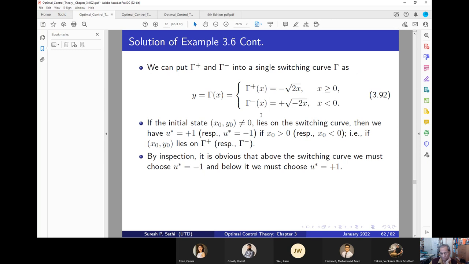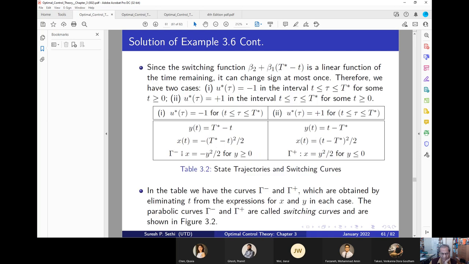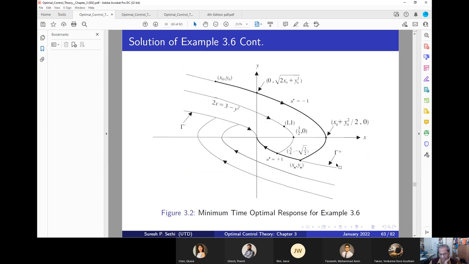So let's now look at the picture. That's gamma minus, and that's gamma plus. Gamma plus is y less than 0, you see, because t star is bigger than t, so this is less than 0, and this is bigger than 0. So you can see gamma plus and gamma minus, and each is a parabola. It goes like this. This is another parabola. But of those parabolas, we are only interested in one part, which is the upper part on gamma minus, and on the other one we are interested in this lower part.